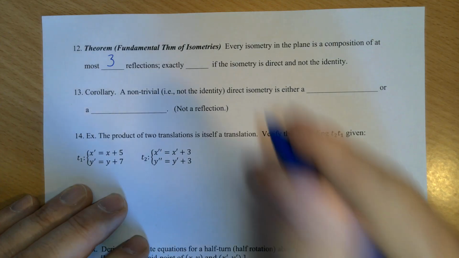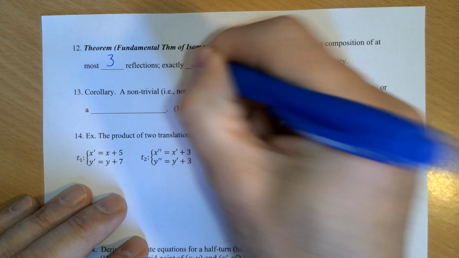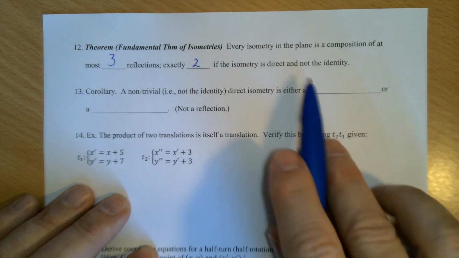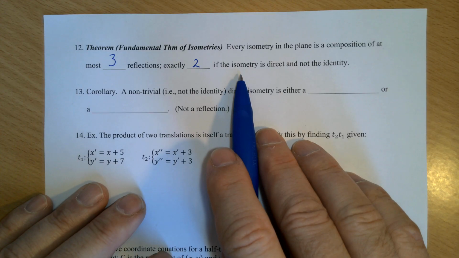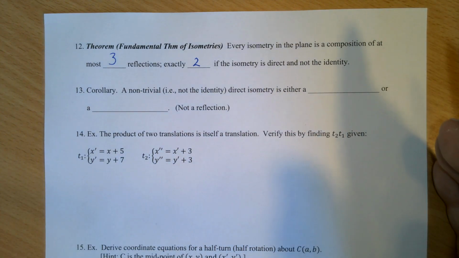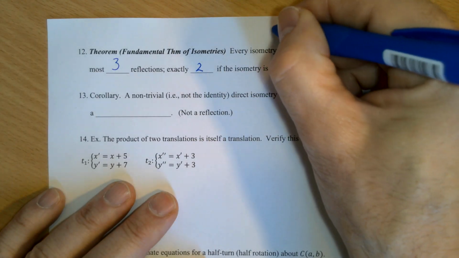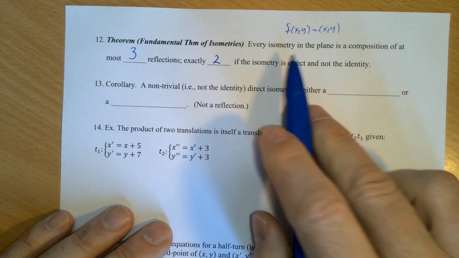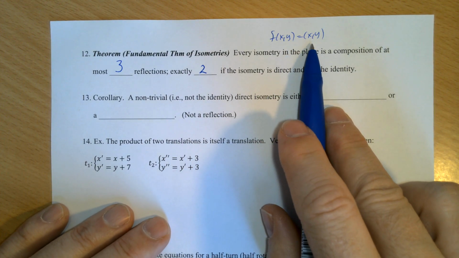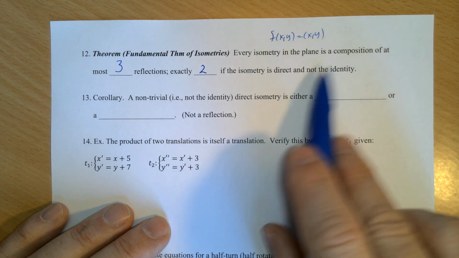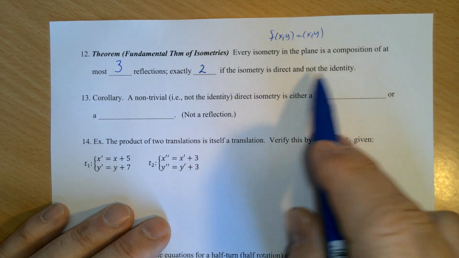And specifically, exactly 2 reflections if it is a direct isometry. Okay, so the orientation remains unchanged under this isometry, clockwise or counterclockwise, and not the identity. The identity is the only one that's like saying f of xy equals xy. You don't have to do any reflections, you can do 0 reflections in this case. That's why the identity is just kind of the special case.